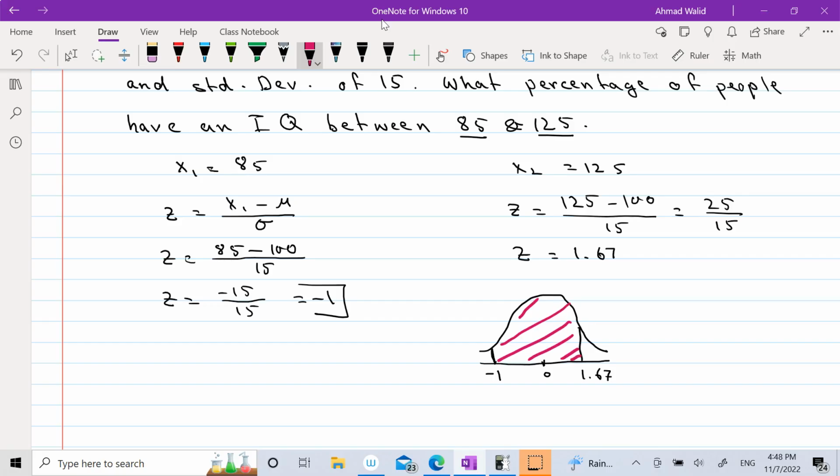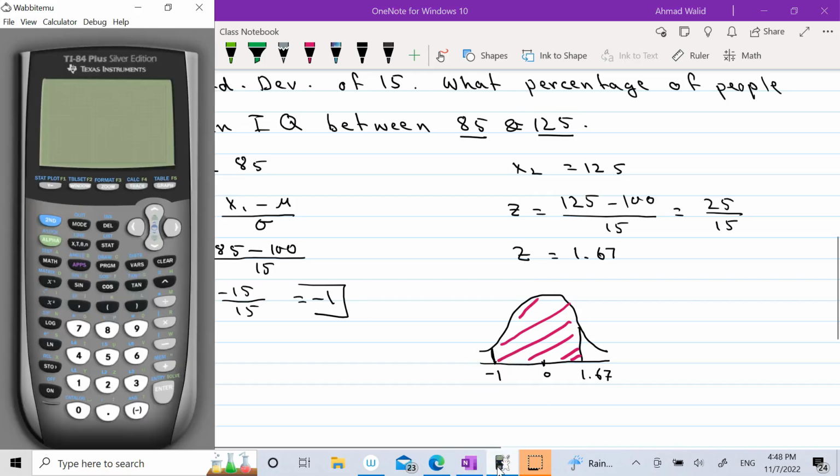Again, in this problem, I'll use the calculator because it's much easier to use the TI-84. Correct? Turn it on. Clear. I want to clear my calculator. Second, variance. Again, I'll go to normal CDF. Enter. Your lower bound, or lower value, is negative 1.